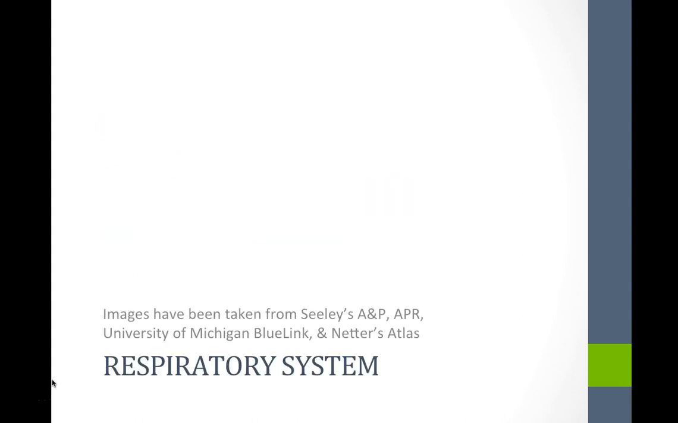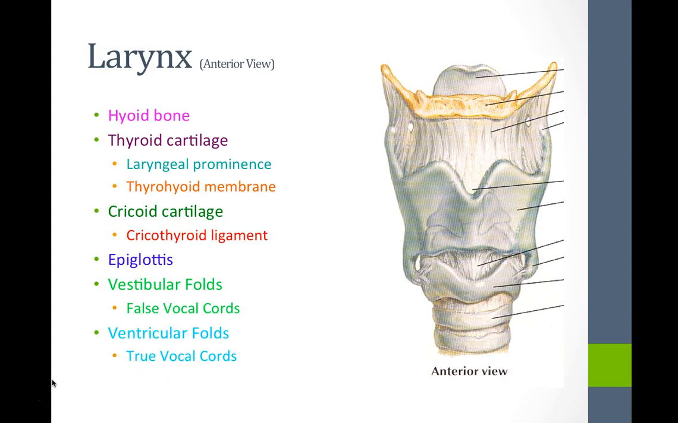So we'll start off with our respiratory system, and all the images in the screencast have either been taken from Seeley's Anatomy and Physiology, Anatomy and Physiology Revealed, University of Michigan's Blue Link, and the Netter Atlas. So we'll start off with the larynx, and this is an anterior view that we have here.